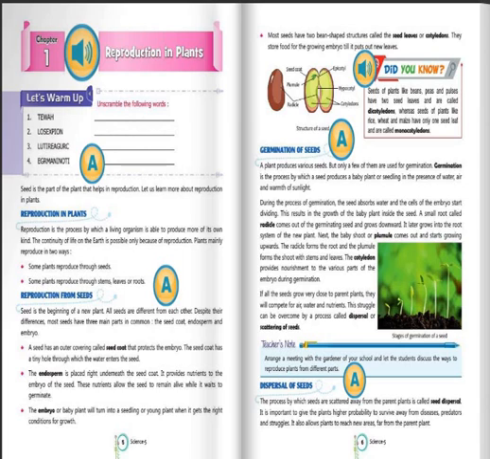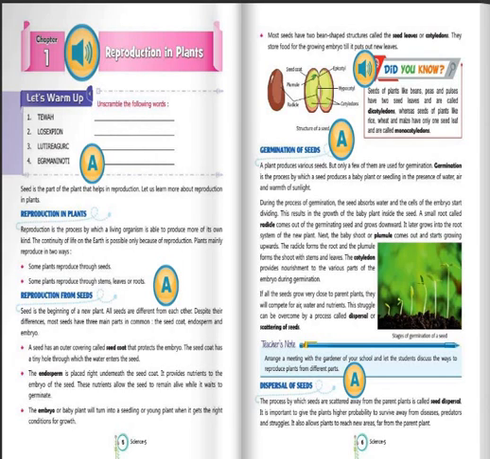So let's start. First of all, we will learn about what is reproduction. According to this book, reproduction is the process by which a living organism is able to produce more of its own kind, which results in continuity of life on this planet Earth.